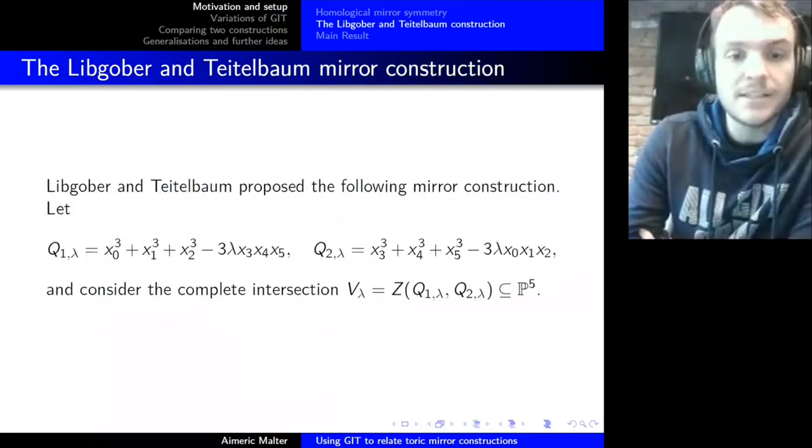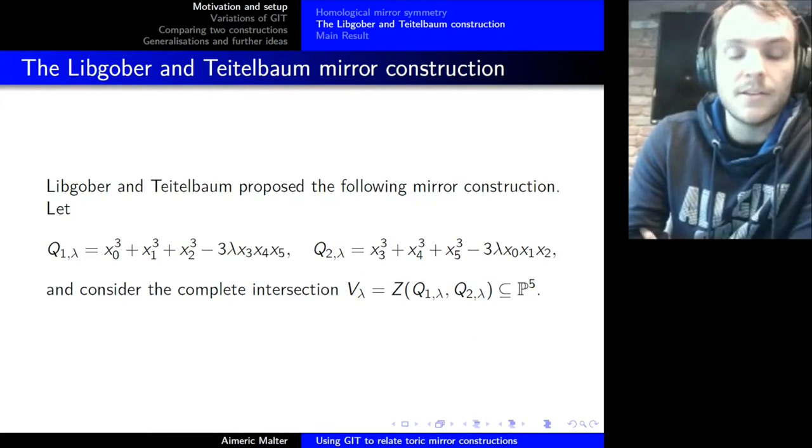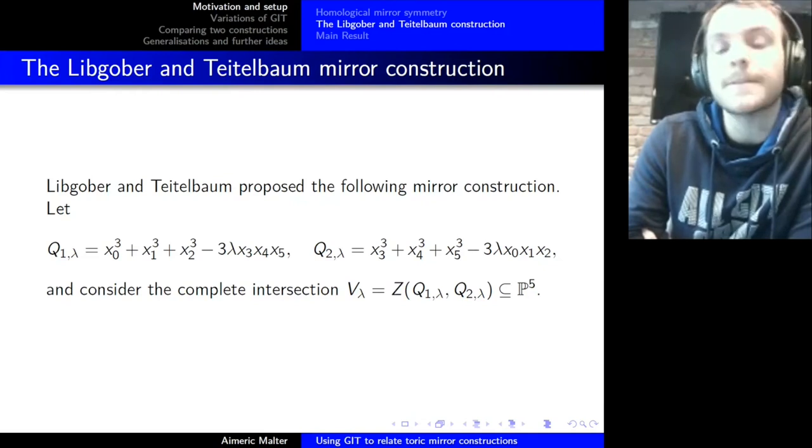And yeah, let's start by looking at the Libgober-Teitelbaum construction. So we consider a complete intersection of two cubics in P^5. These cubics are very general. This is how they look. It's one of the nicest things to write down, if you want.